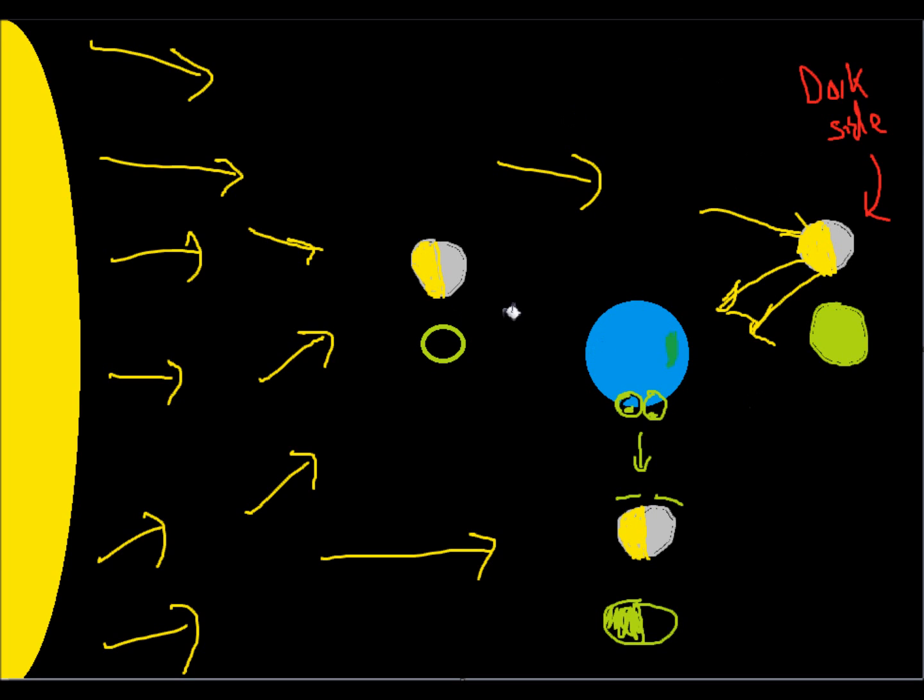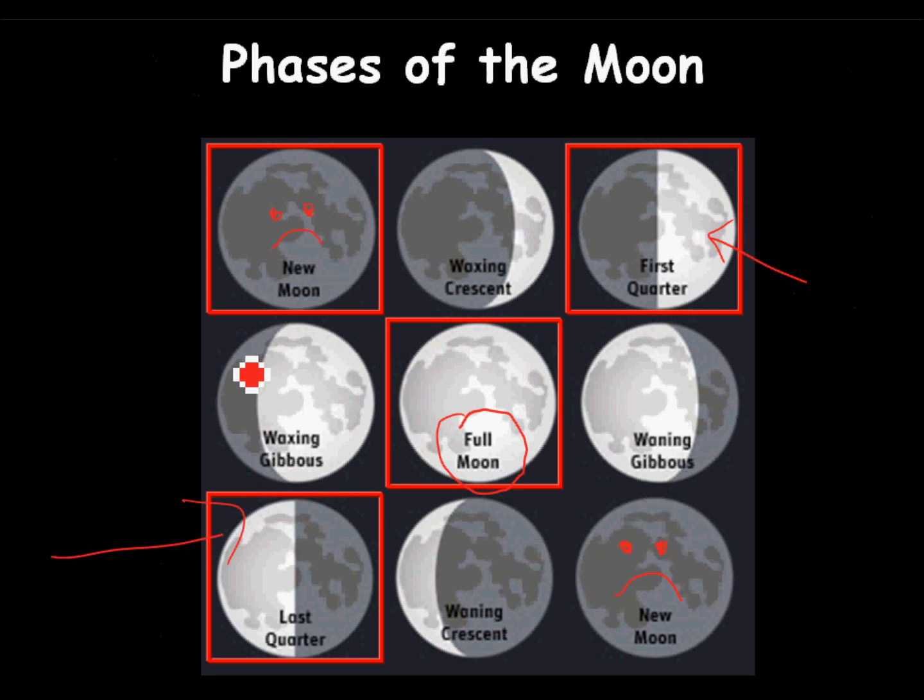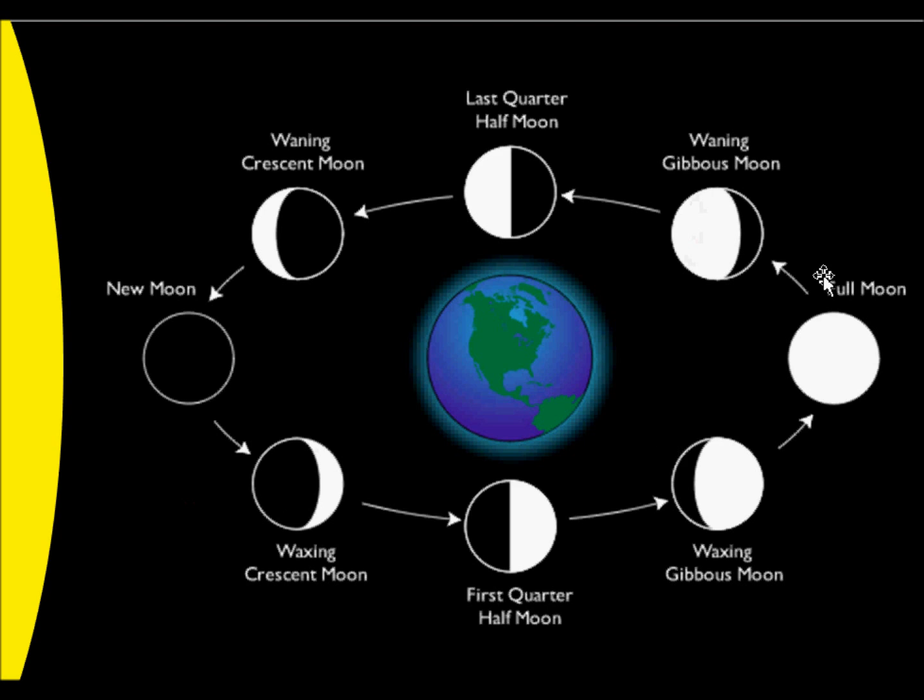So the shape of the moon, as viewed from Earth, varies as the moon orbits planet Earth. And a month is defined relative to the moon because it takes 28 days for the moon to go through this cycle around the Earth. So at different stages and different phases, we have a different view of the moon from Earth.